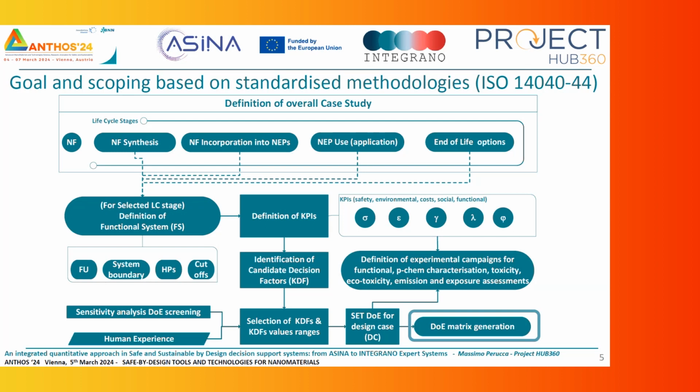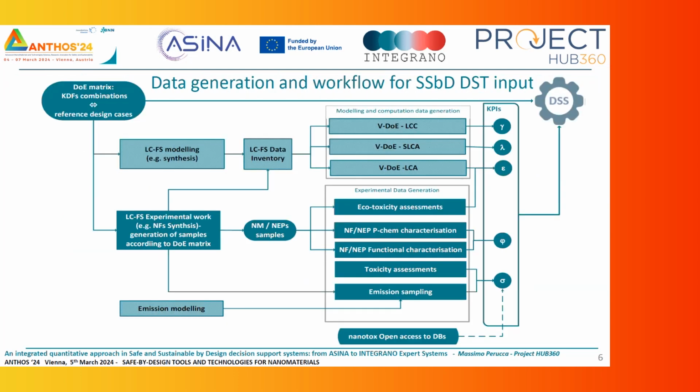So this is very important because this is based on artificial intelligence, but we are not pointing to big data, because if you are developing something, we don't have time, we don't have enough money, we don't have enough resources to carry out millions of tests. That's the strategy. And then after that, we will define KPIs that will represent all dimensions: safety, environment, costs, social, functionality, etc., and definition of experimental campaign. So we will end up with a defined design of experiment matrix, which will involve all the key decision factors and the key relative performance indicators.